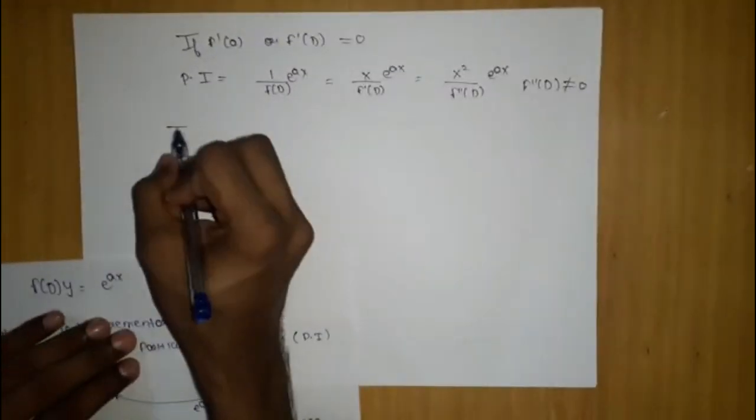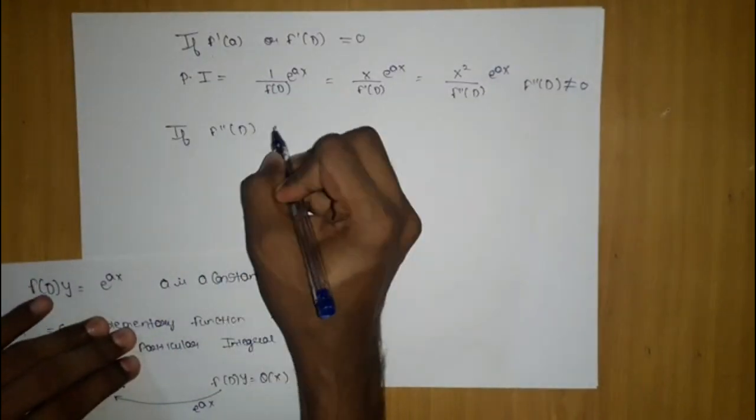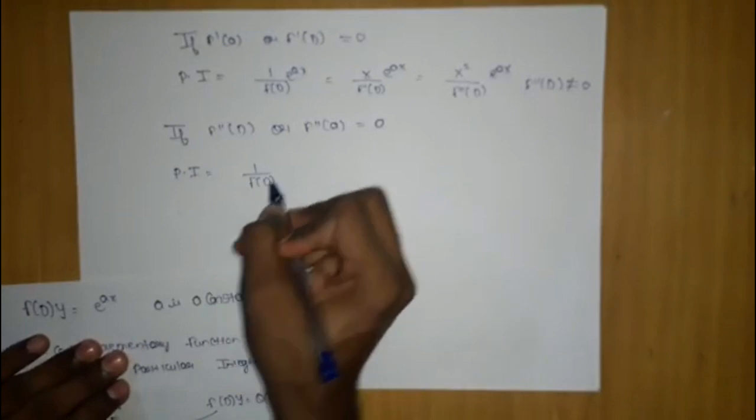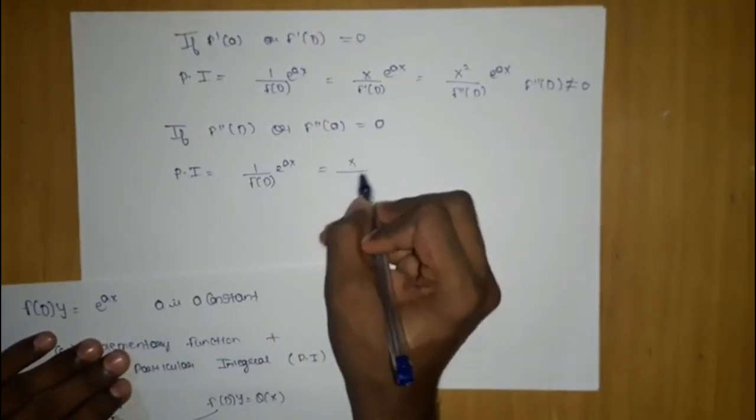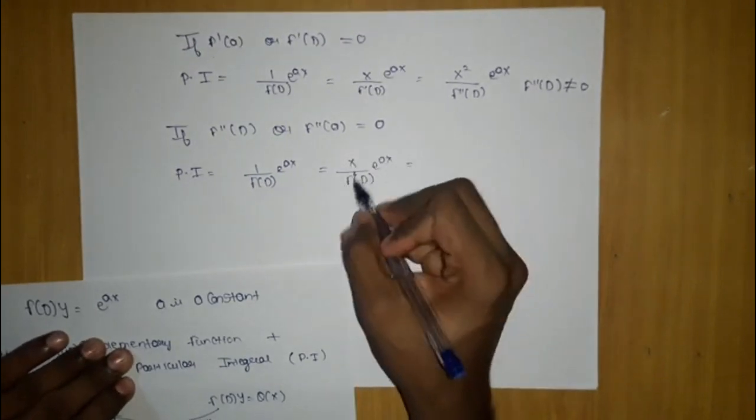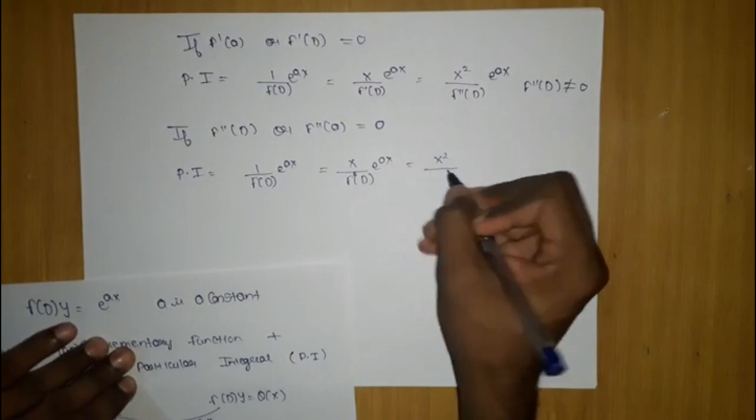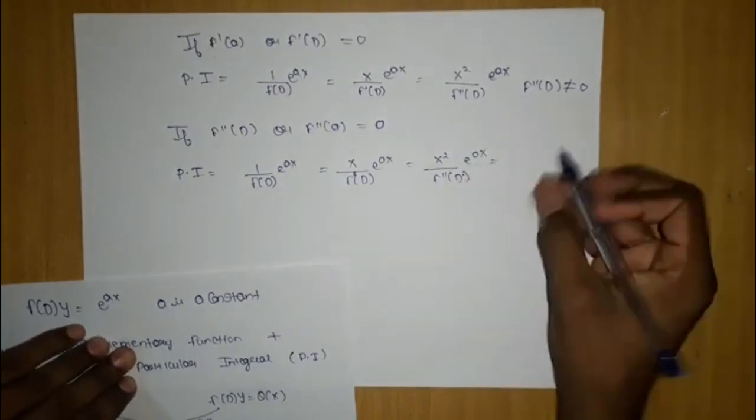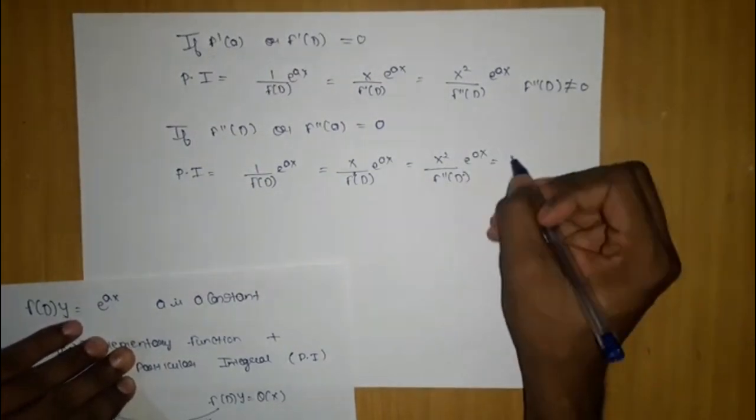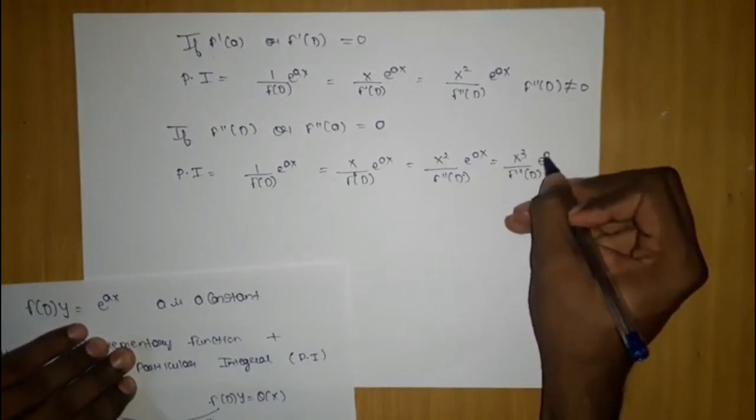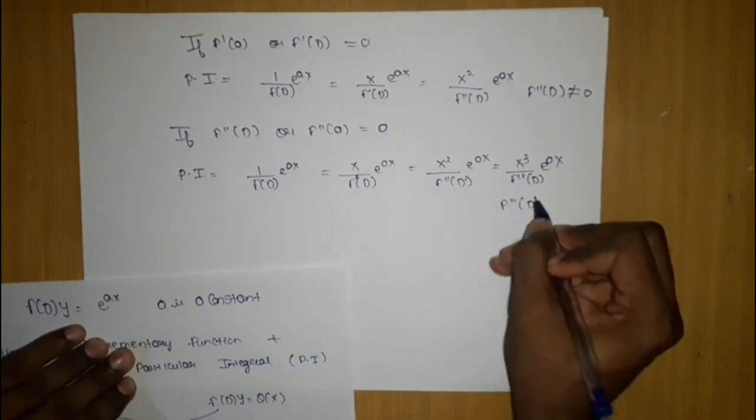Now a more modified version: if f double dash d or f double dash a, after substituting, gets 0. I am doing it from the start: the particular integral was 1 upon f of d into e power ax. Then you differentiated it once and multiplied on the top by x, and you got f dash. You saw that f dash d is coming out to be 0, so you multiplied again on the top by x and took the second derivative. Now you see that it is again coming out to be 0, so you multiply on the top by x again and take the third derivative. So x cube upon f triple dash d into e power ax, provided f triple dash d is not equal to 0.